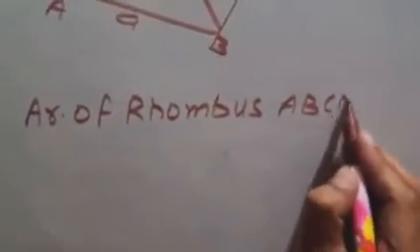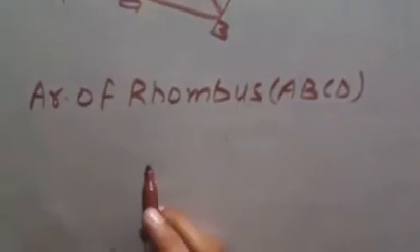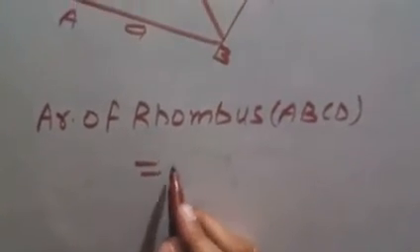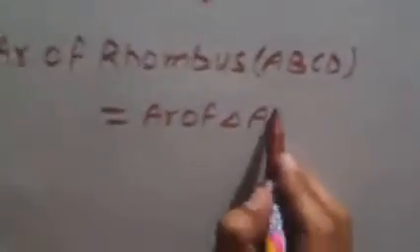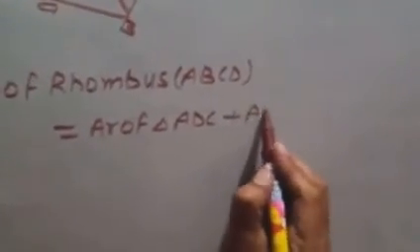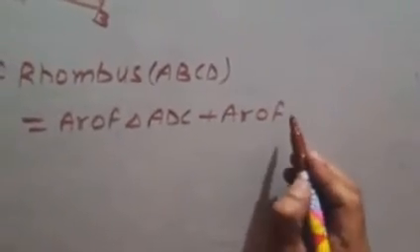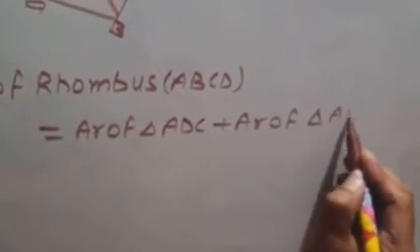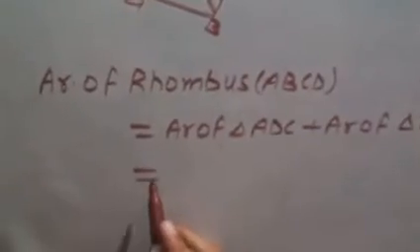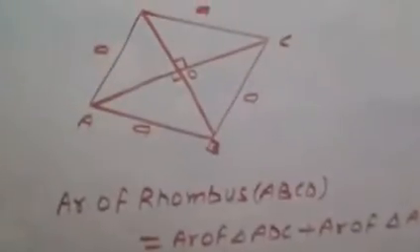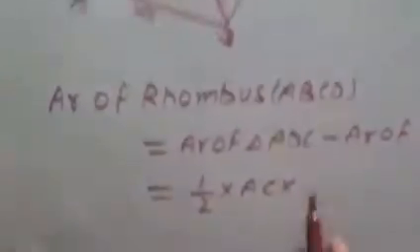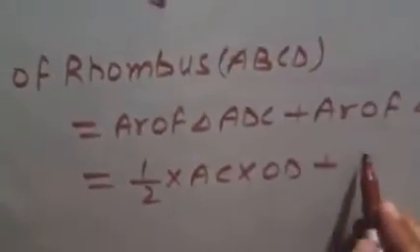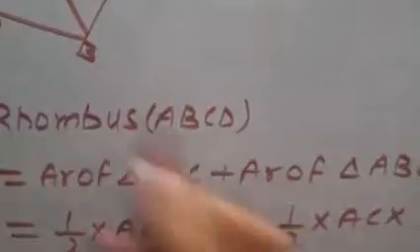ABCD, so here we can write area of triangle ADC plus area of triangle ABC. Now if we see area of triangle ADC, this is the base, so half AC, and height is OD, that is the perpendicular, and this one half, again base is AC and height is OB.